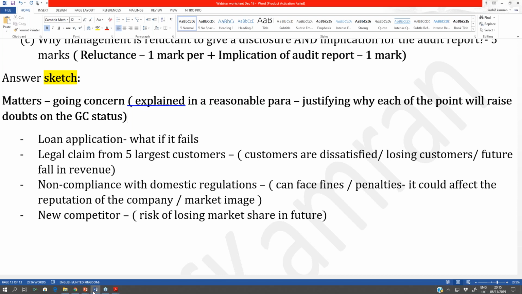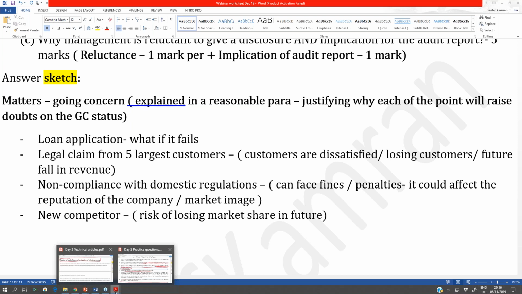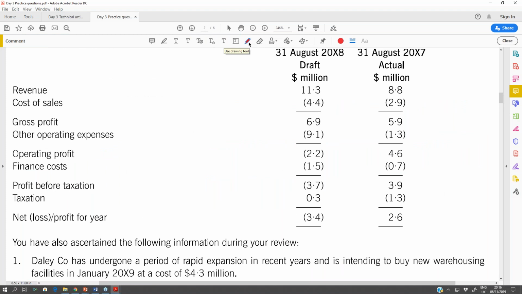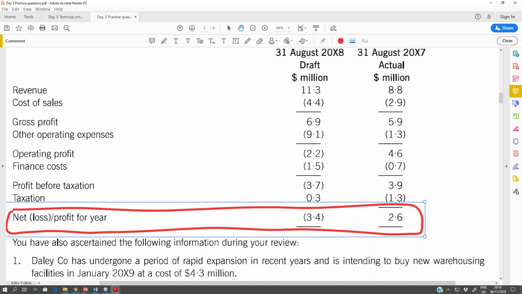So I found some points from the narratives given by the examiner. Then you can also find points from the numbers. See, there is another going concern problem facing this business. Now I'm coming to the analytical procedures. See, there is a big problem. The company has become loss-making. Last year, the company had a profit. This year, the company has become loss-making. And that's a big problem for this company.